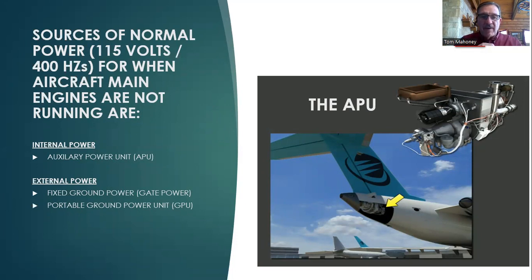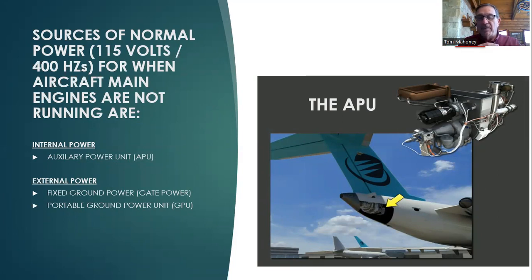We have two types of power: internal power, which is supplied by the APU. And as you can see right here in the back of this airplane, this is the back of a CRJ 700. They have lifted the cover up and the APU is right back here in the tail of the aircraft. Auxiliary power unit.